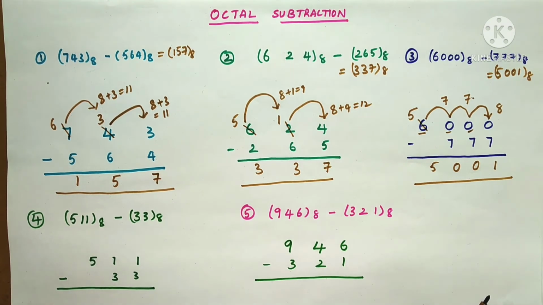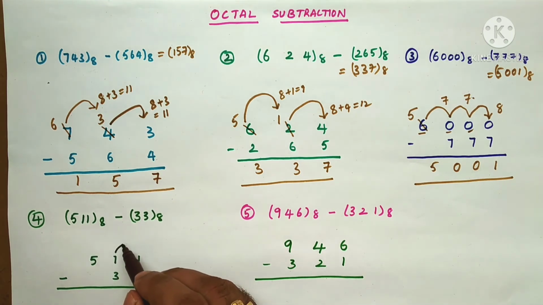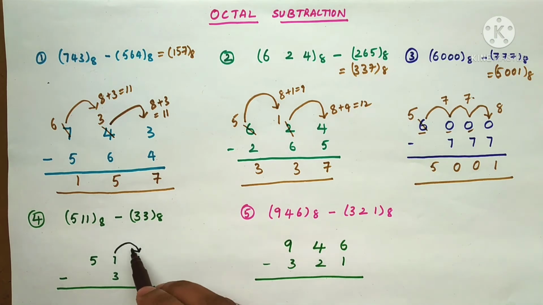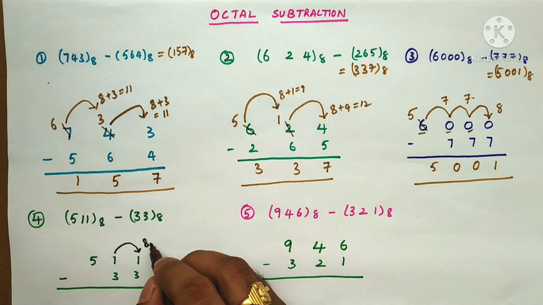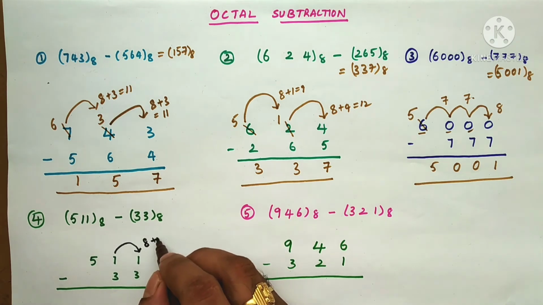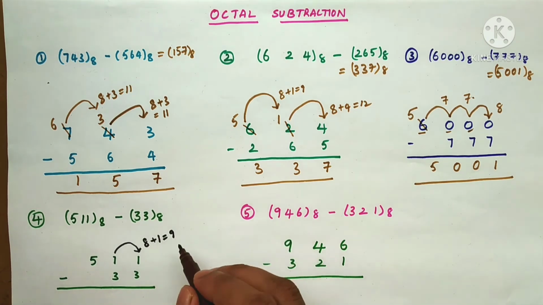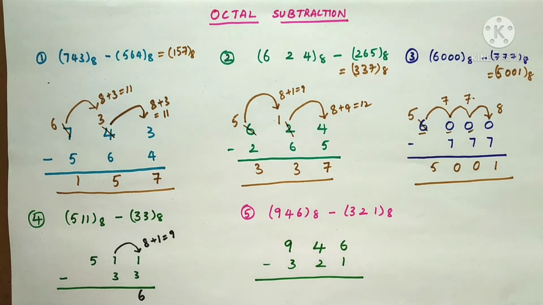Now another example. 511 base 8 minus 33 base 8. So 1 minus 3. It's not possible. So we have to get borrow from here. Borrow means 8. Why? Because it is octal number system. 8 plus already 1 is here. So 8 plus 1 equal to 9. 9 minus 3 is 6.